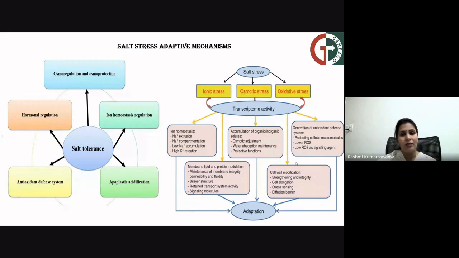Apart from this, during salt stress conditions also, the plant overcomes the stressful condition by accumulating organic scavenging compounds. Apart from this, it will maintain membrane stability through reactive oxygen species scavenging compounds. So there will be some cell wall modifications during the salinity stress conditions. So this is all about the salt stress condition.